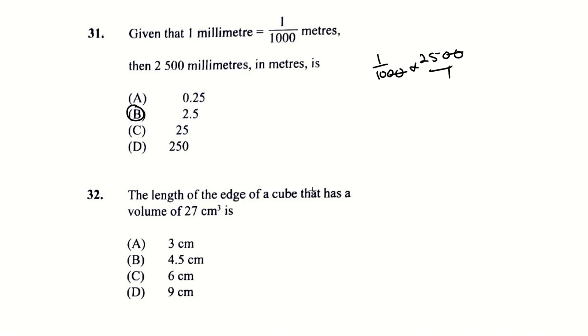The length of an edge of a cube is 27, right? Do you want to know the edge? So we know side cubed is equal to 27. So side is going to be the cube root of 27. What by what by what is 27? 3. 3 threes are 9, 9 threes are 27. So the answer is E.